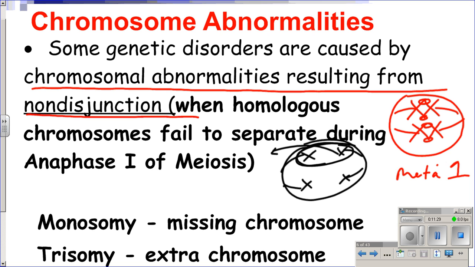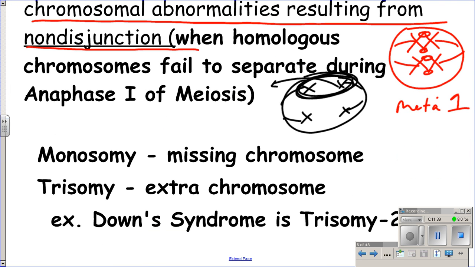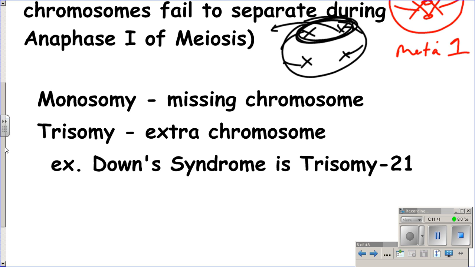So this is the problem. In anaphase 1, if this does not separate appropriately and both of them go to one side or the other side, that's the very, very beginning of the problem. And what happens in the end is we have our monosomy and trisomy, where one cell is going to be missing a chromosome in the end, and the other one's going to have too many.